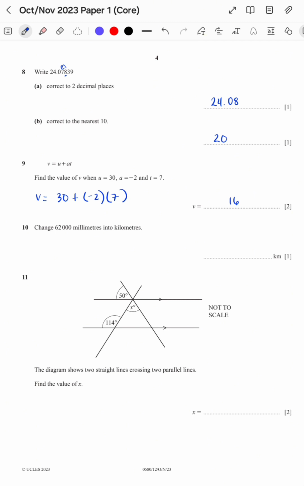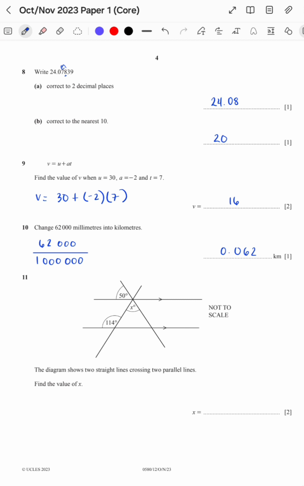Next, question number 10. Change 62,000 millimeters into kilometers. So 1 kilometer is equal to 1,000,000 millimeters. So we can use your calculator for this. 62,000 millimeters divided by 1,000,000. So that's going to equal 0.062 kilometers.